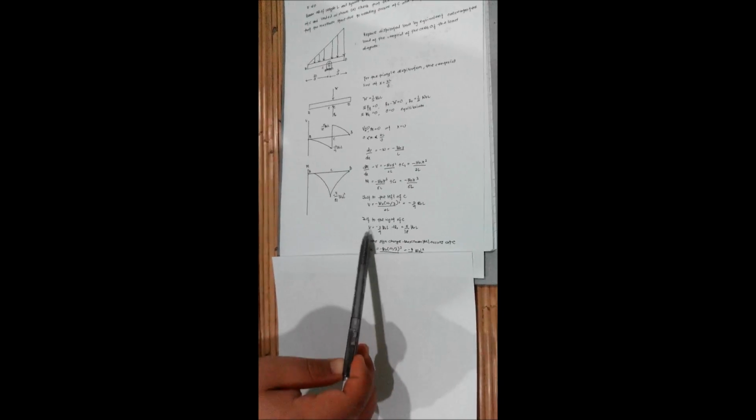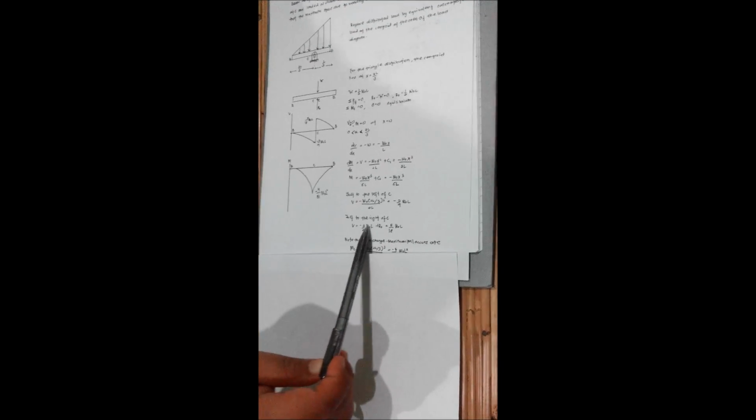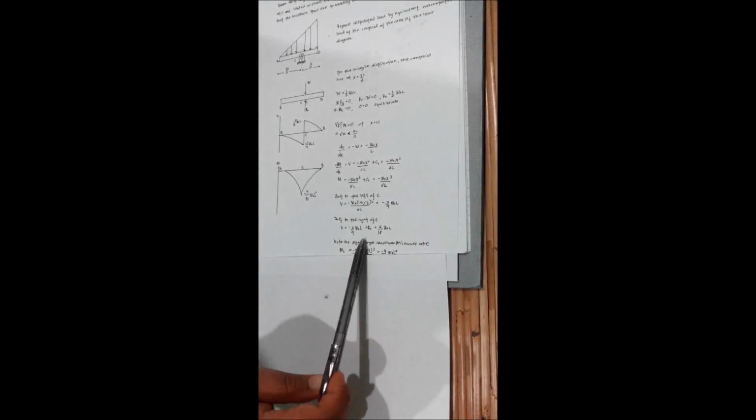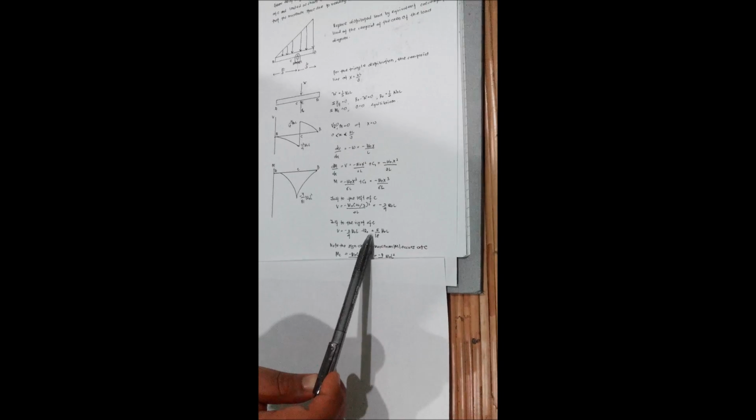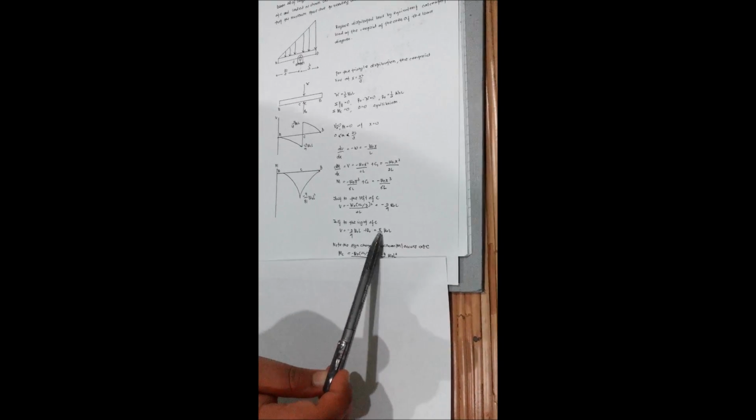Just to the left of C, V equals this equation, and we got negative 2/9 w0 L. Just to the right of C, V equals negative 2/9 w0 L plus R0, and we got 5/18 w0 L.